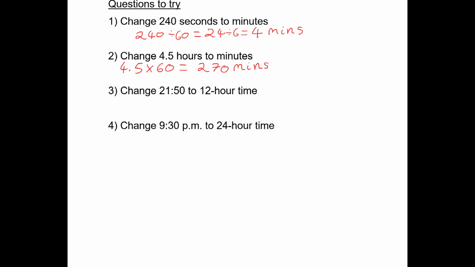To change 21:50 into 12-hour time, I need to take away 12, which will take me to 9. So I have 9:50, and it's going to be p.m. To change 9:30 p.m. to 24-hour time, we add 12, so we end up with 21:30.